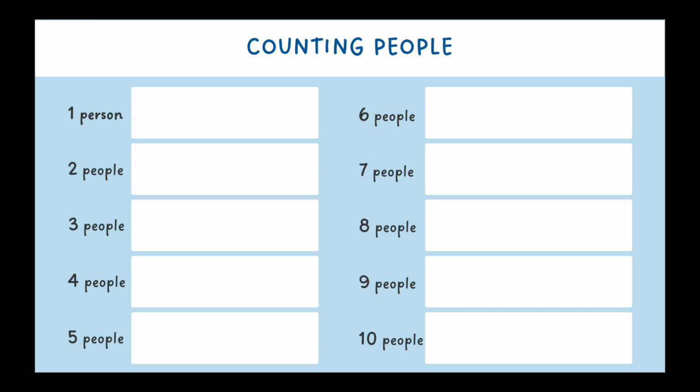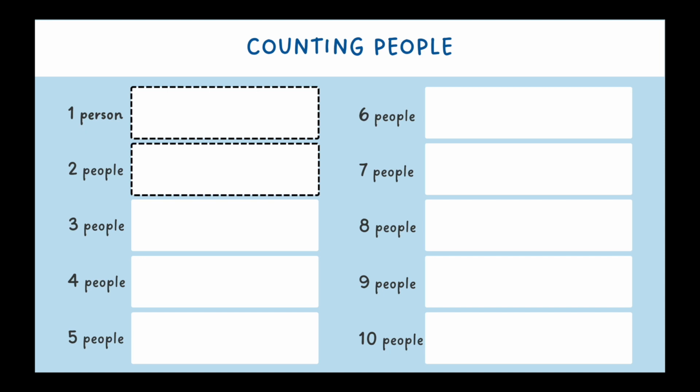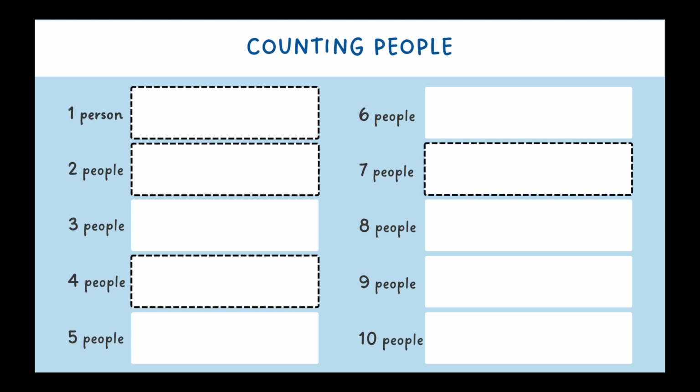Before counting from 1 to 10, please note that one person and two people are exceptions, and they take their own special form. Please be careful with the pronunciation when you read 4 people, and also note that there are 2 ways to say 7 people. Now let's count from 1 to 10.